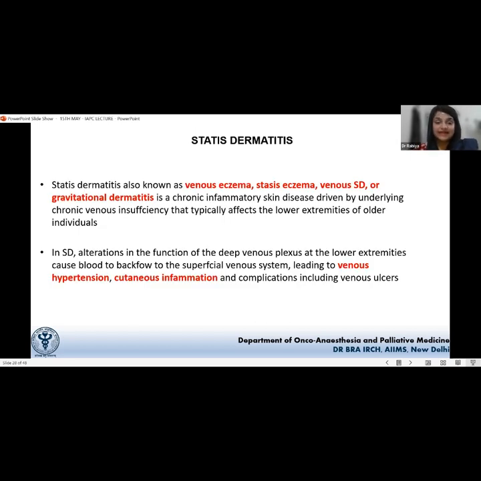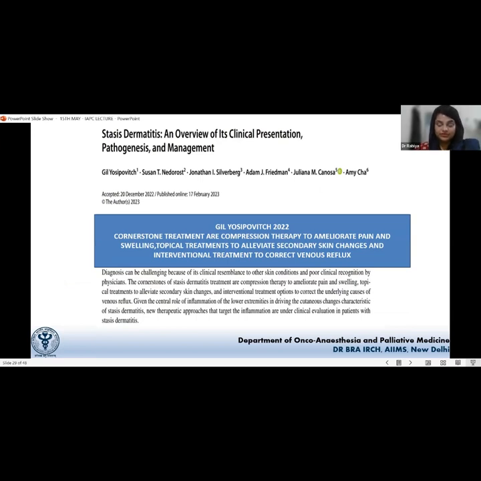Now, coming to the next, stasis dermatitis, also called venous eczema, stasis eczema, or gravitational dermatitis. It is a chronic inflammatory skin disease driven by underlying chronic venous insufficiency that typically affects the lower extremities of older individuals. In stasis dermatitis, there can be alteration in the function of deep venous pulses at the lower extremity, causing blood to backflow to the superficial venous system, leading to venous hypertension, cutaneous inflammation, and complications including venous ulcers. Now, this is a new study which was published in 2022. Now, how do you manage stasis dermatitis? Cornerstone treatment: you can give compression therapy to ameliorate the pain and swelling.